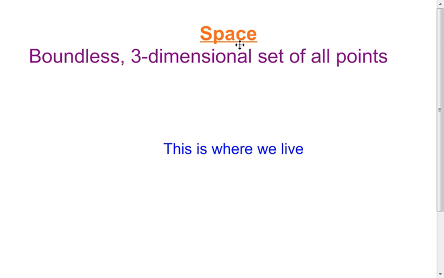Now, space, this would be our first defined term. So this is boundless, meaning it goes on forever and ever in all directions. It's the three-dimensional set of all points. And I like to think of it, this is where we live. We live in space. Now, don't confuse that with outer space, but the space that we live in. You know, we can reach out forward, we can reach up, down, we can reach in every direction. So we're in that three-dimensional world here. Outer space would be a part of all of space, but don't confuse the two.